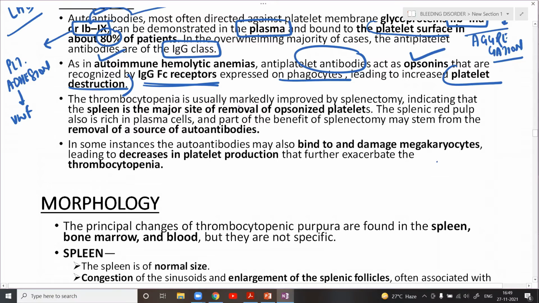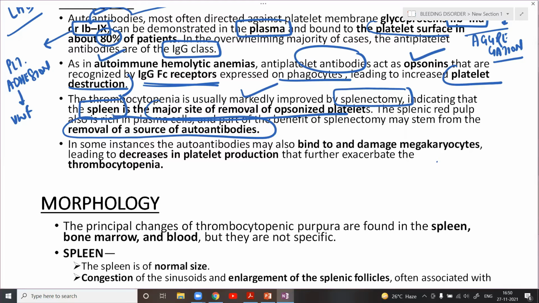Now, one very important thing is that the thrombocytopenia here is usually markedly improved by splenectomy. It indicates that the spleen is the major site of removal of these opsonized platelets. So if you remove the spleen in such patients, the platelet destruction comes down. There is also a theory that the spleen is the source of autoantibodies. So removing the spleen will serve two purposes: it will cause lesser destruction of platelets, and it will also remove the source of autoantibodies. So there is a twofold advantage of removing the spleen in ITP.